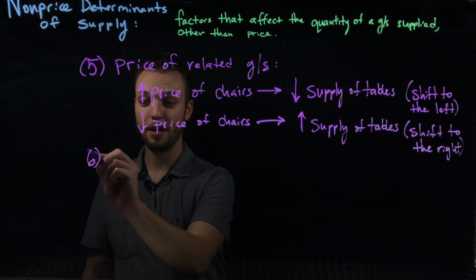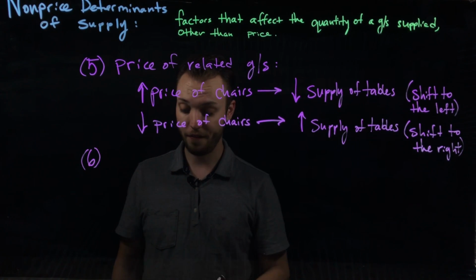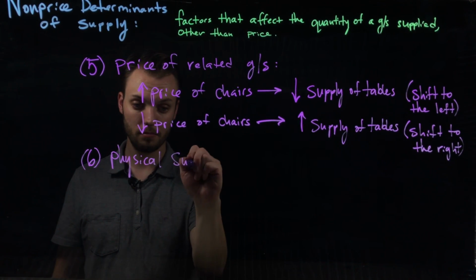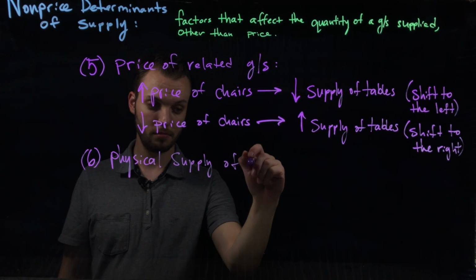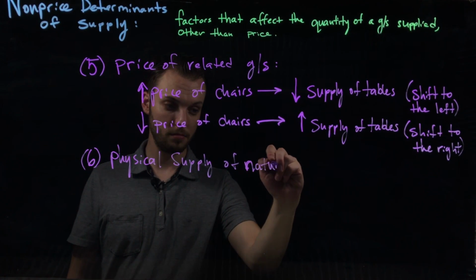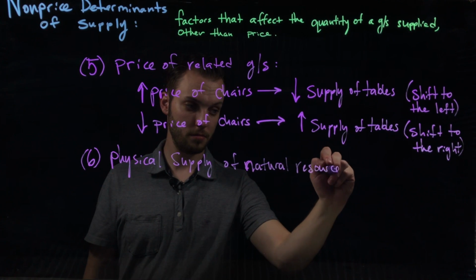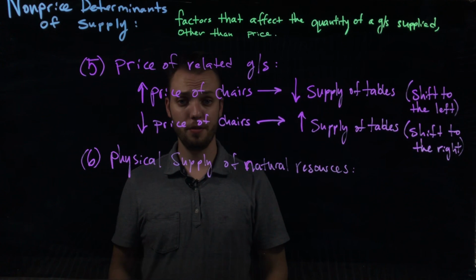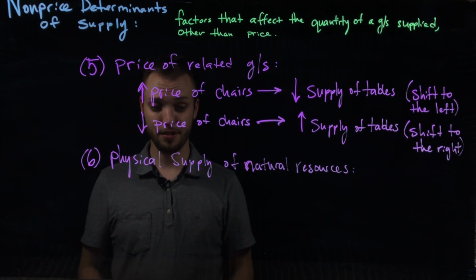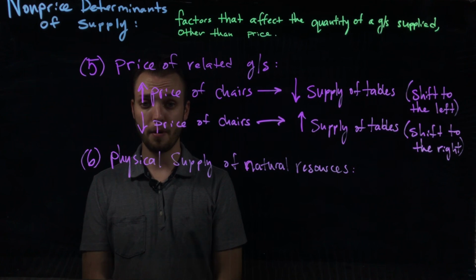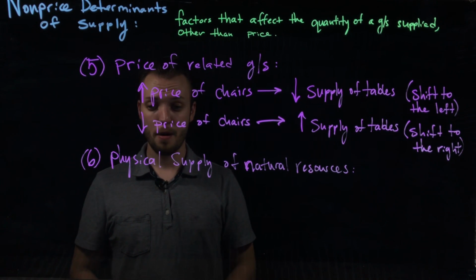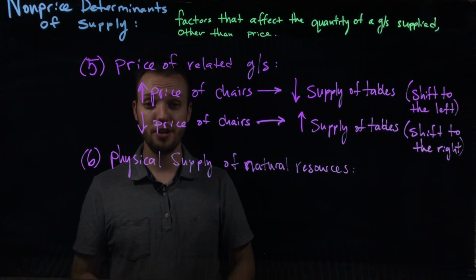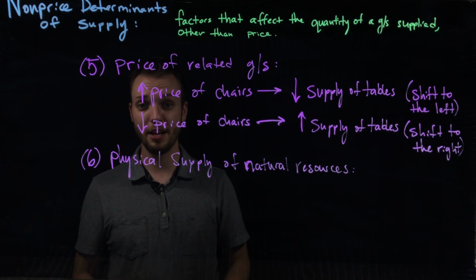Now, the last non-price determinant of supply is the physical supply of natural resources. Okay, so this is particularly important if we're talking about the market for the natural resources themselves. So, for instance, if we're talking about the market for crude oil, and we discover some new area where we can drill for crude oil that we didn't know about before, that would be an increase in supply of crude oil.